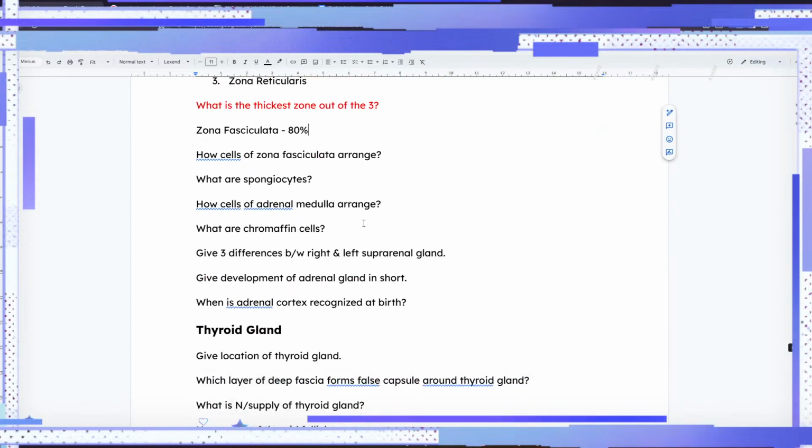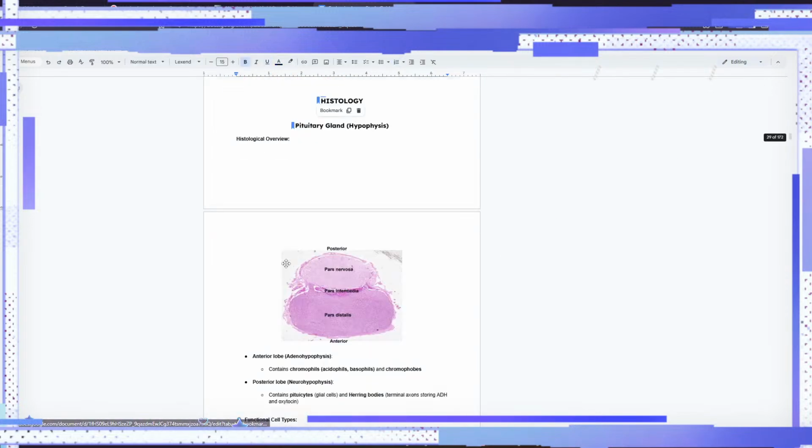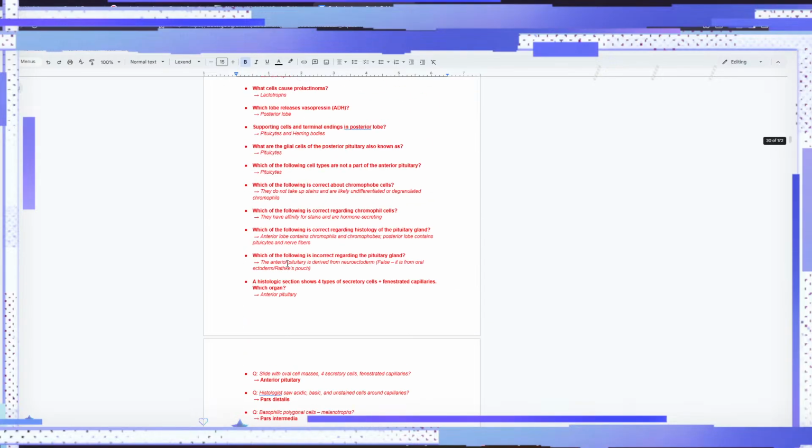All right. Anyway, how are the cells of zona fasciculata arranged?